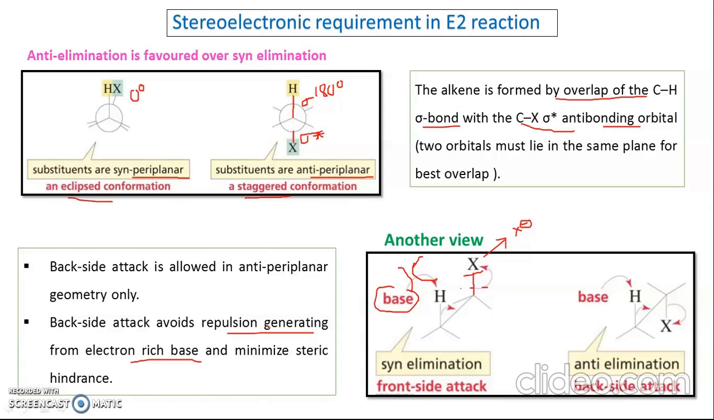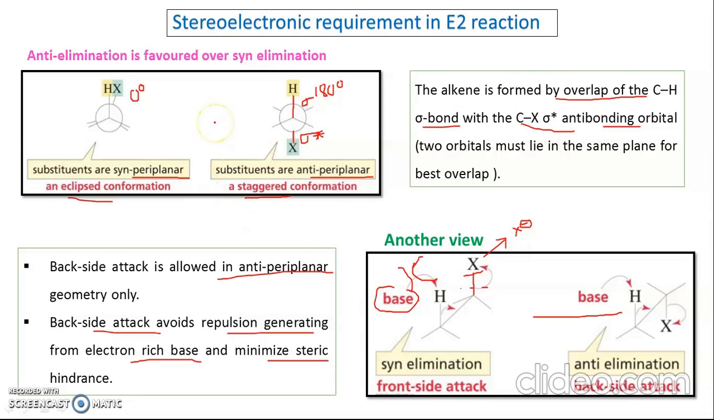That is, if H and X are in the same plane and the difference of dihedral angle is 0 degrees, that is one problem. And the second problem is the steric hindrance problem, if the base is attacking from the same side. But if it is a backside attack, as in the second case, then you can avoid these two problems. And backside attack is allowed only in anti-periplanar geometry. So that is the reason anti-elimination is favored over syn elimination.